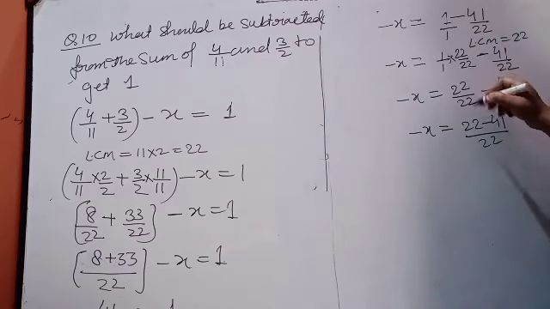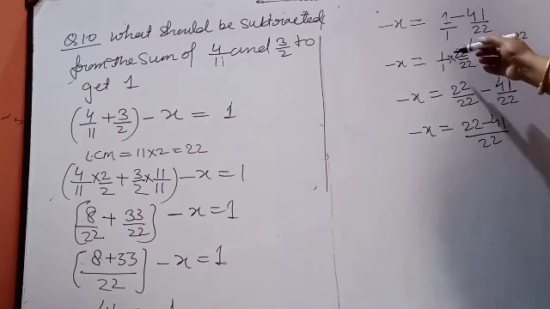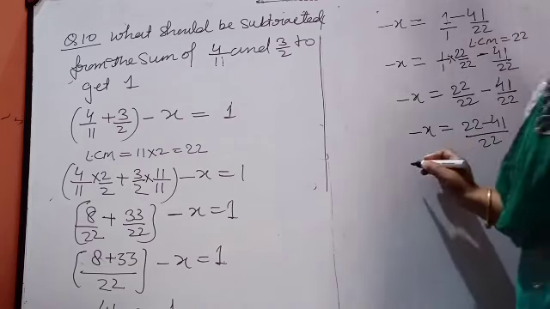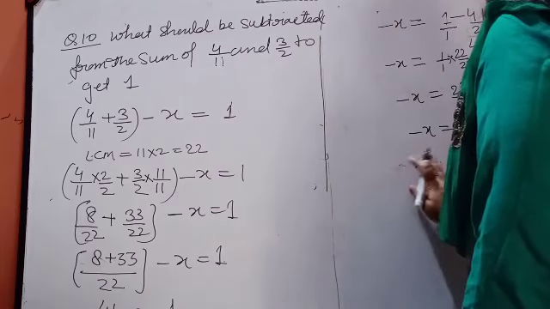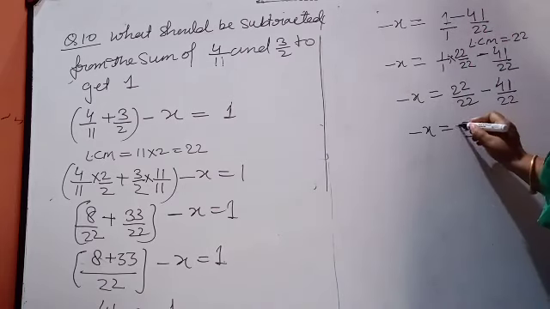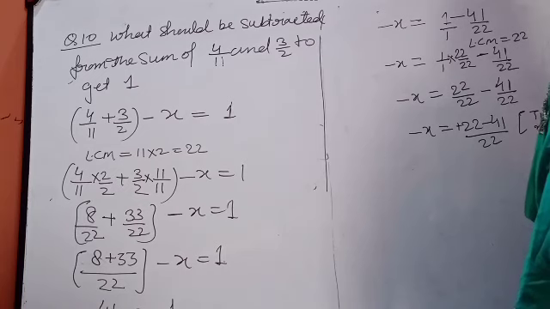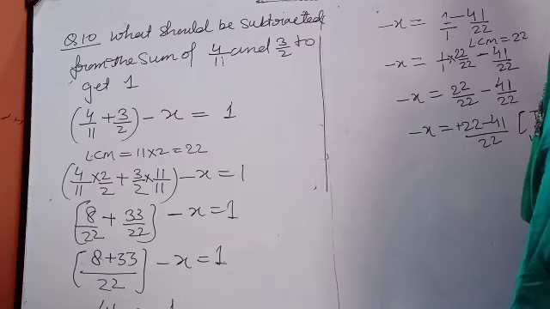Some children are cancelling here. That is wrong. Otherwise the same one will come again, and how will we take the LCM and all that? Okay. So minus x. Now see, on the right hand side what is there? Two numbers of opposite sign. Two opposite sign numbers means subtraction with the greater number's sign.